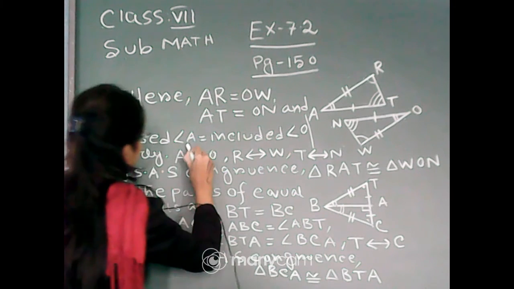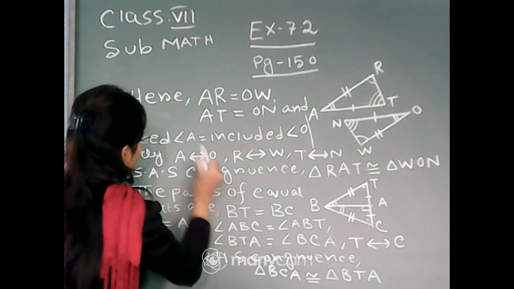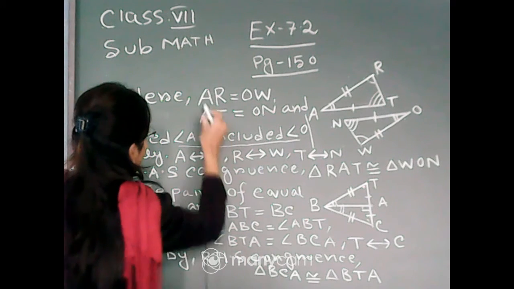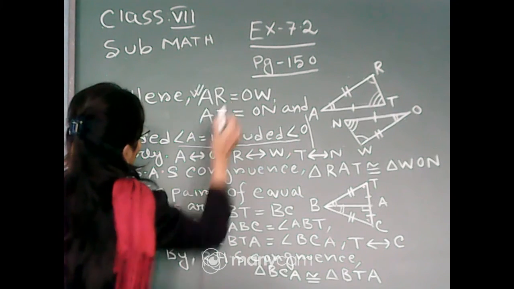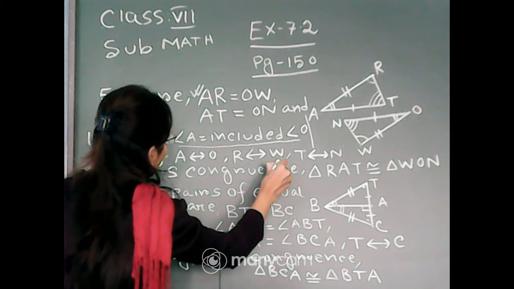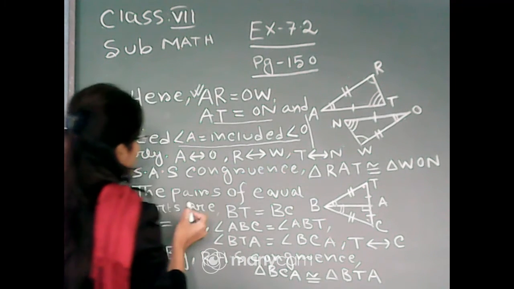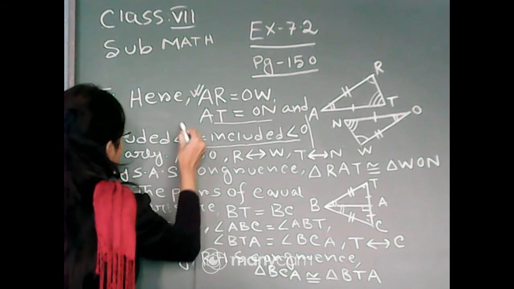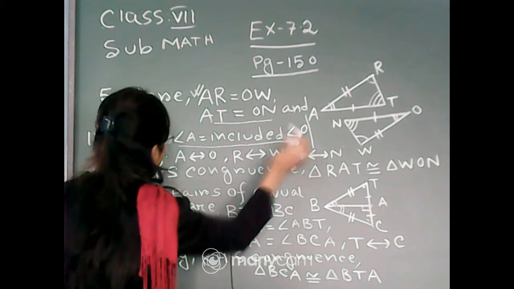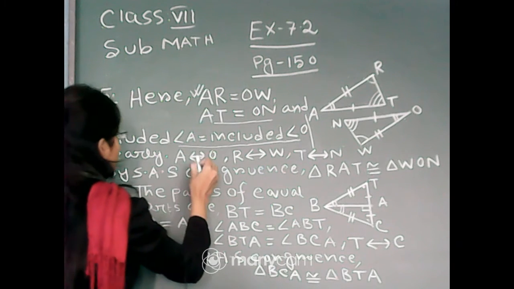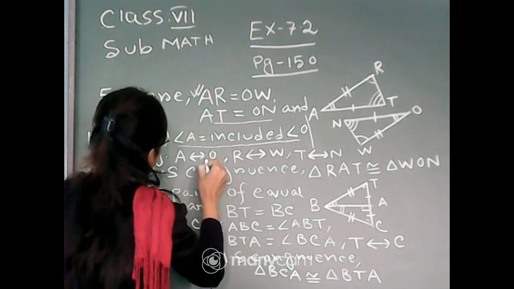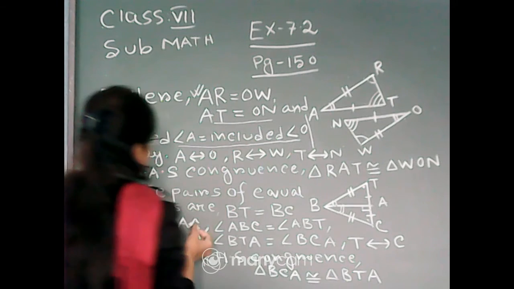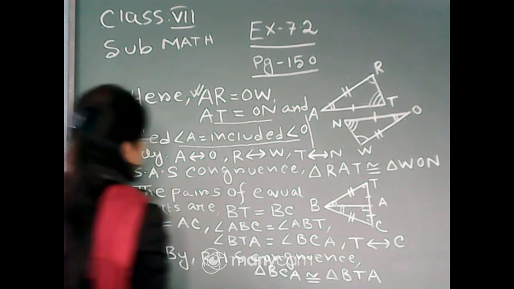From this, we clearly say that A corresponds to O. If A corresponds to O, then R corresponds to W, and T corresponds to N. If included angle A is equal to included angle O, we say that A corresponds to O, and from this we can say that R corresponds to W and T corresponds to N.